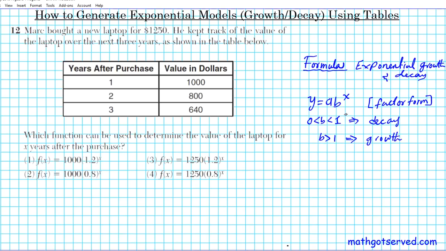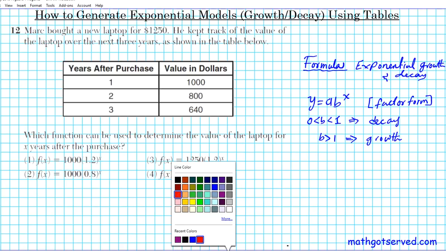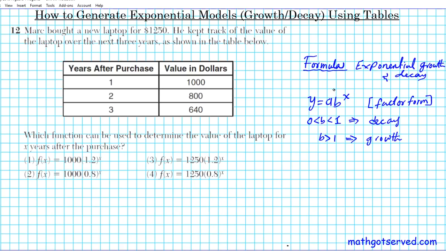So the value of the growth or decay factor basically tells us if it's going to be a growth or decay situation. So b is your growth or decay factor. That's why it's called a factor form. This is the form we're going to be using for this problem. If you look at the format of all the alternatives that we have, they are all in the form f of x equals some constant times the base raised to the x power.